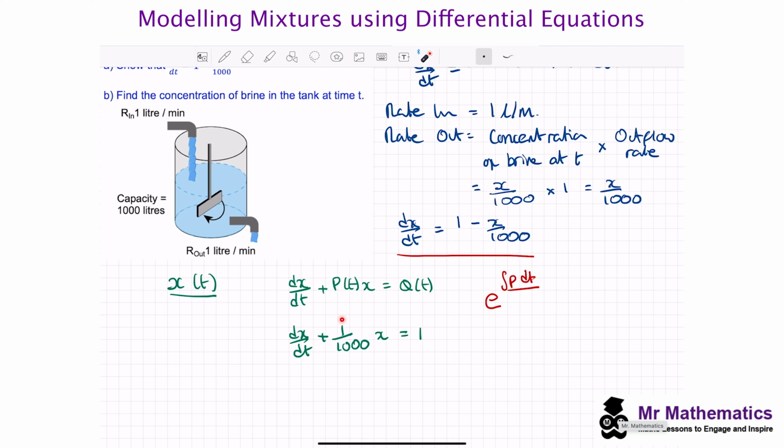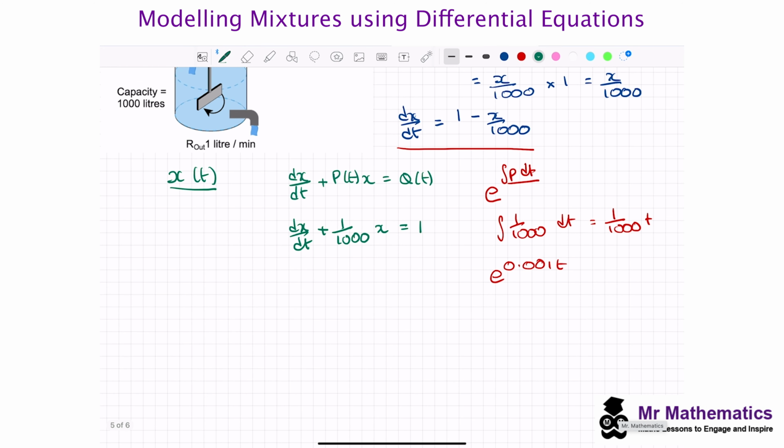And we know that p is 1 over 1000. So we need to integrate 1 over 1000 with respect to t, and this will be 1 over 1000 t. So when we raise e to this power, we get e to the power of 0.001t. So now we need to multiply every term in this differential equation by this integrating factor.